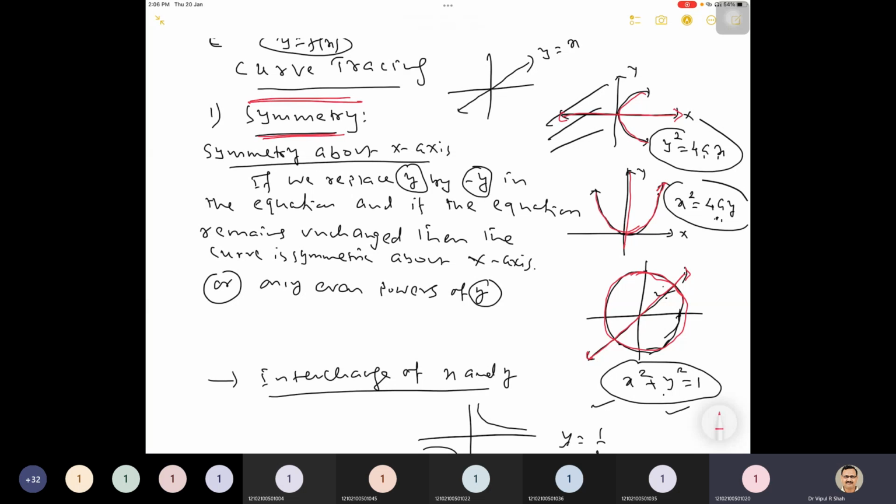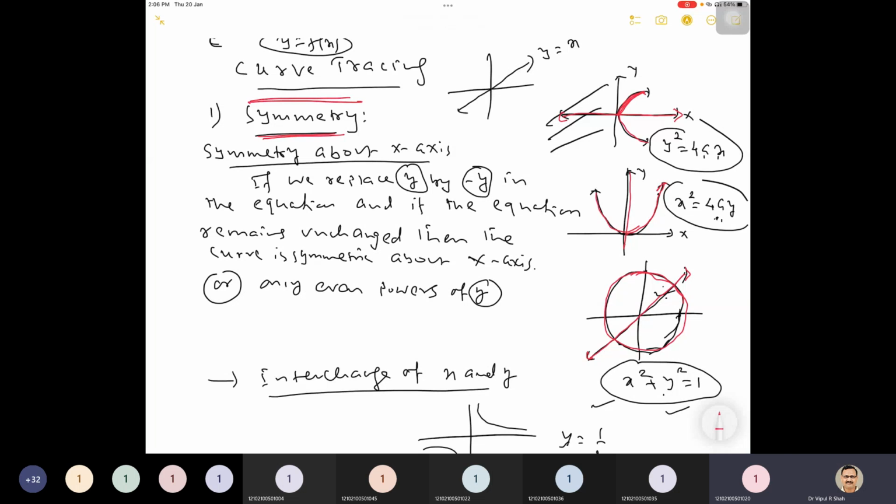Okay. So when you are having only a curve, if you find out that there is any symmetry, our 50% work is completed. You understand? Because suppose there is symmetry about x-axis and you draw only this part of the curve, you can draw a similar part below the x-axis. So there are certain rules to check whether the curve is symmetric about x-axis.